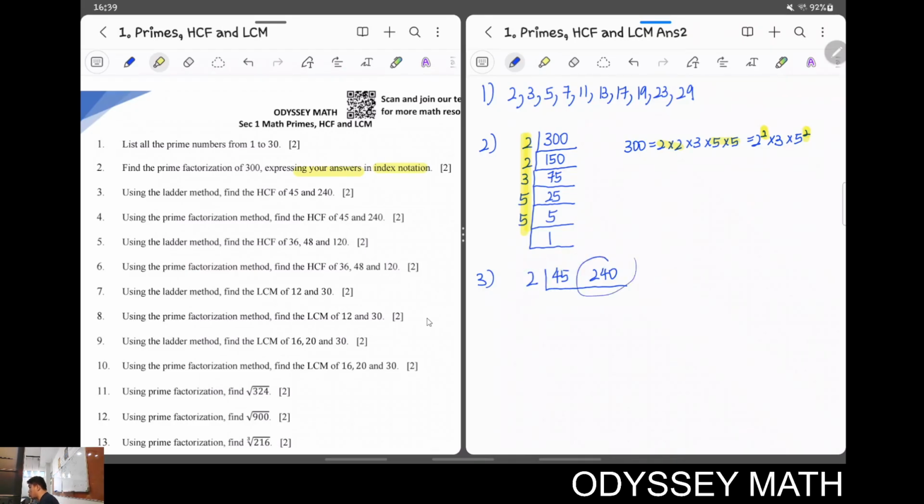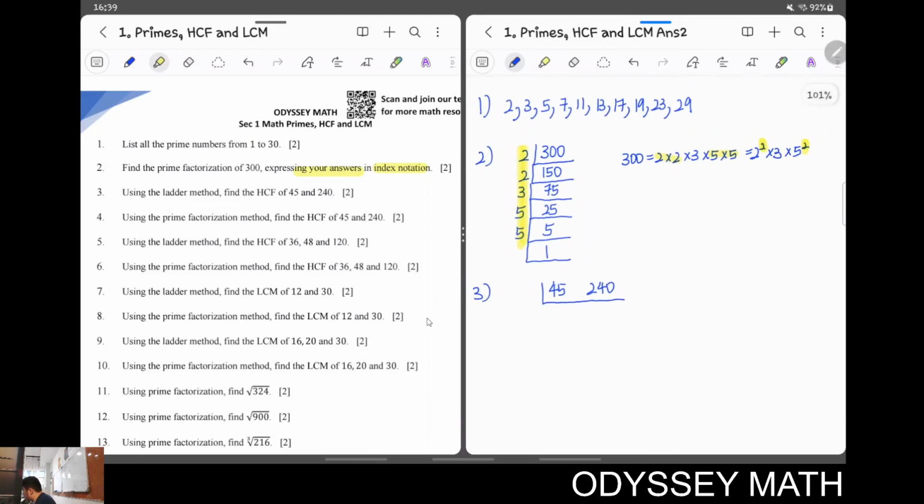So if you take 2 for example, 2 can divide 240 nicely, you will get 120. But 2 when you divide 45, you will get 22.5. You can check it in your calculator. So the number isn't very nice. So we don't put 2 here. Then again, remember the numbers you put here, just like earlier, must always be the prime numbers.